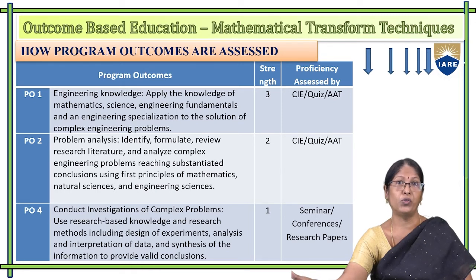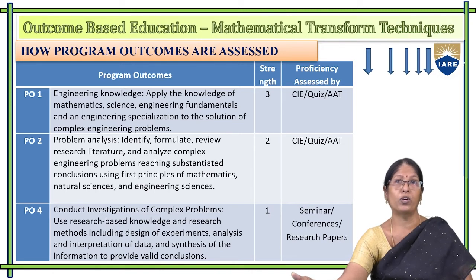The first one is engineering knowledge. The second one is problem analysis. The third one is design and development of solutions. The fourth one is conduct investigation of complex problems. The fifth one is engineering and society. The next one is environment and sustainability. The next, ethics. The next, individual and teamwork, communication, management and finance, and lifelong learning. Like that, 12 program outcomes are there.